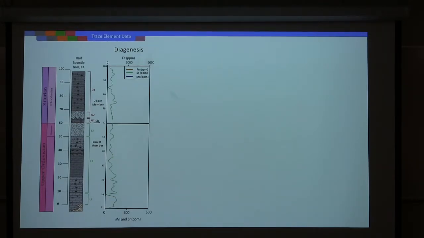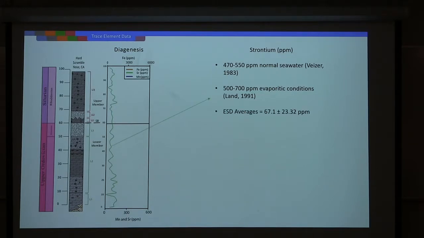And lastly, the last trace element data we looked at was diagenesis. First, looking at strontium, which is this green line. Strontium has an average of 470 to 550 parts per million for carbonates deposited under normal seawater conditions. Strontium has an average value of 500 to 700 parts per million for carbonates deposited under evaporitic conditions. The Ely Springs dolomite averages just 67.1 parts per million.